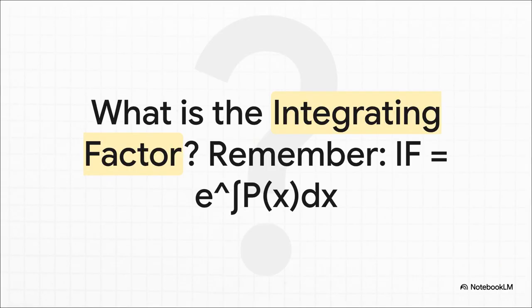Okay, on to Step 2. It's time to find our integrating factor. Remember the formula? IF equals e to the integral of p of x dx. We just found that p of x is 1, so what's our IF? Go on, pause for a sec and see if you can work it out.